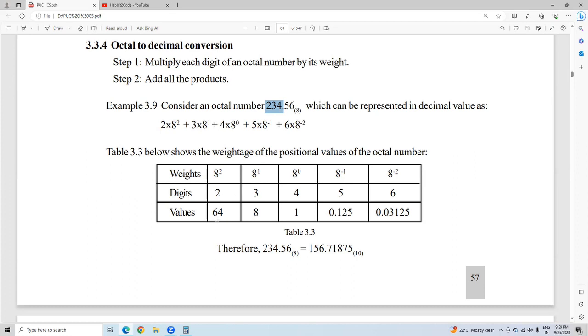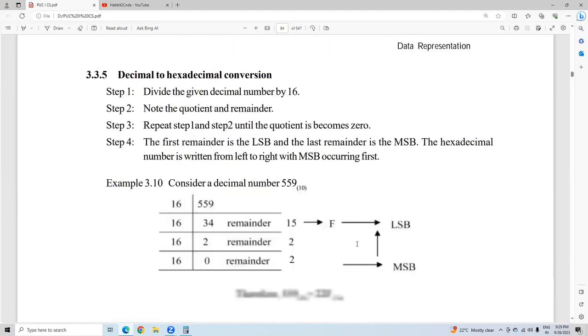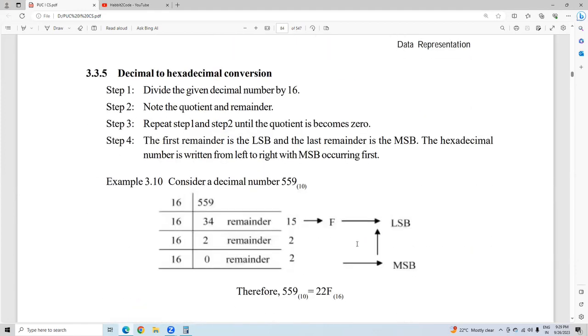So now 2 64s plus 3 8s plus and so on. These all have to be multiplied. Digits and values have to be multiplied to get the final answer. Hence the 234.56 octal number is equivalent to 156.71875 decimal number. And after that, we have decimal to hexadecimal number.